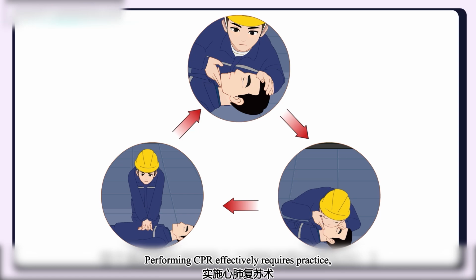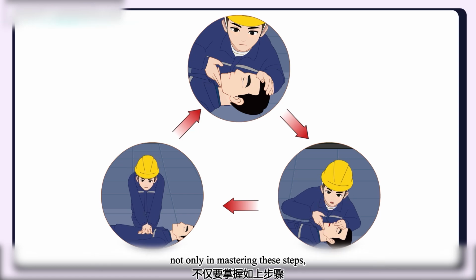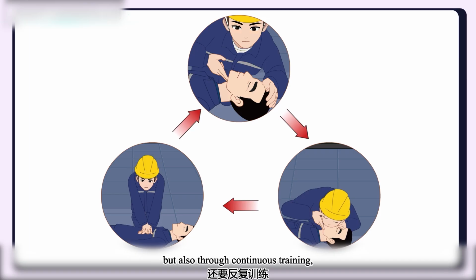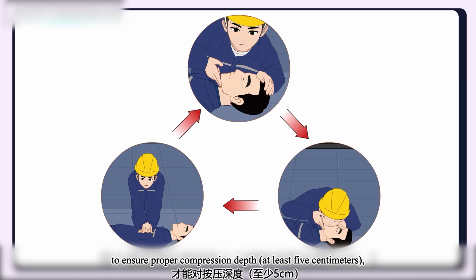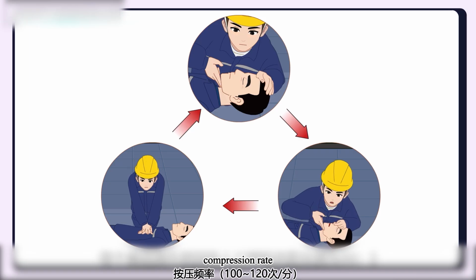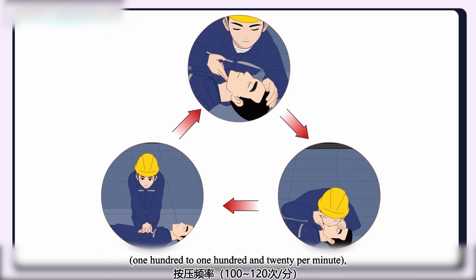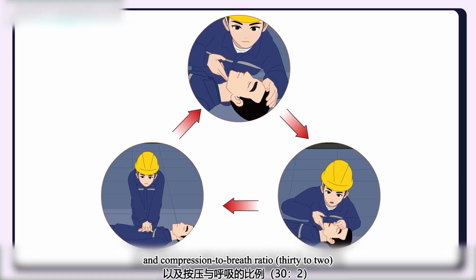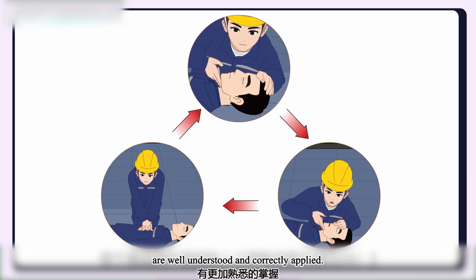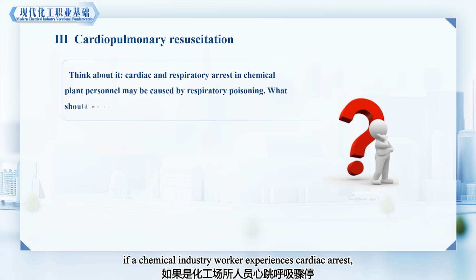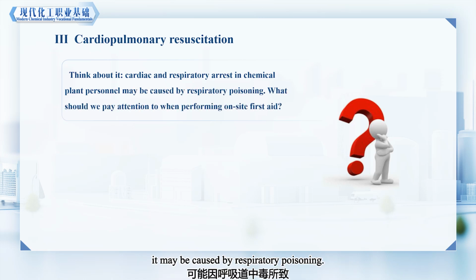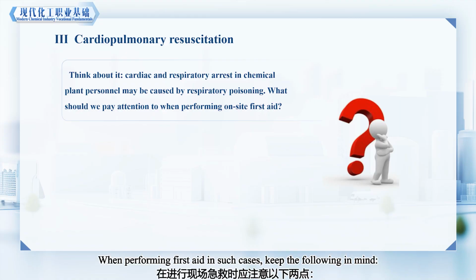Performing CPR effectively requires practice, not only in mastering these steps, but also through continuous training to ensure proper compression depth at least 5 centimeters, compression rate 100 to 120 per minute, and compression-to-breath ratio 30 to 2 are well understood and correctly applied. However, please note that if a chemical industry worker experiences cardiac arrest, it may be caused by respiratory poisoning. When performing first aid in such cases, keep the following in mind.